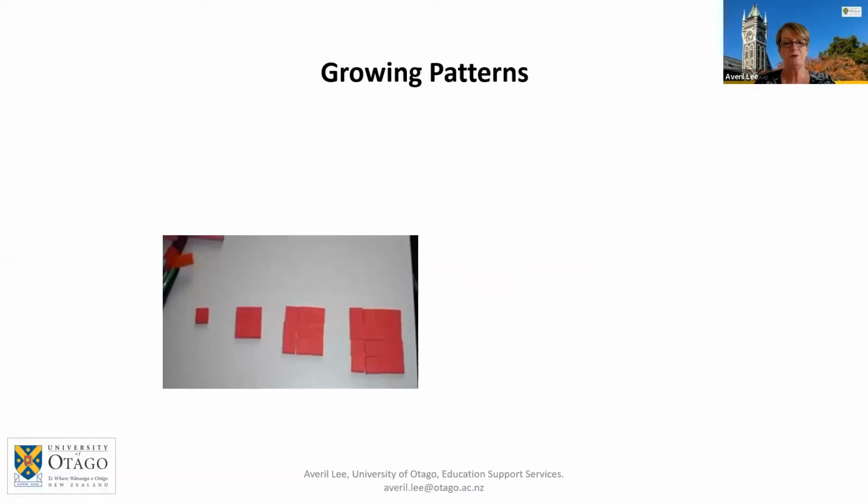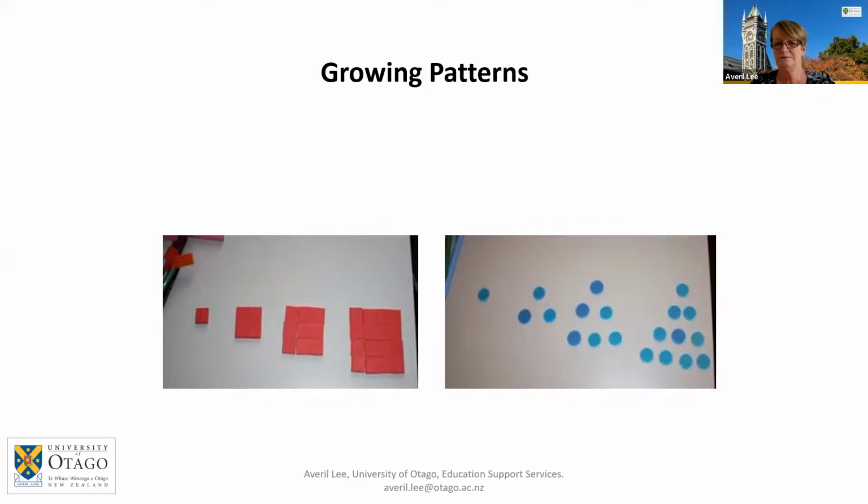Now, I mentioned before about growing patterns. This is one that's been made using little flat tiles. And you can see there that we've got a 1x1, a 2x2, a 3x3, and a 4x4. So you might ask the student how many blocks or how many tiles there are altogether, but you could also ask what would the next one look like in the pattern. Same goes for this one.